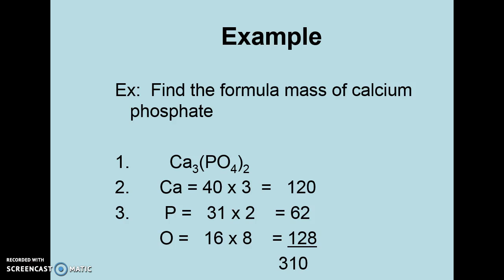The 2 outside the parentheses applies to both the phosphorus and the oxygen of the phosphate ion, so we round the mass of phosphorus to 31 and multiply by 2. We round the mass of oxygen to a whole number of 16, and we multiply by 8, since the 2 distributes and multiplies the 4. Then we add all those together to get a value of 310.